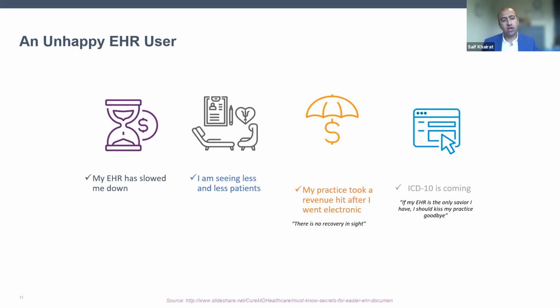What does this all mean? All these pain points and frustrations with the EHR. Well, it makes an unhappy EHR user. People complain that the EHR is slowing them down. They're not able to see as many patients as they used to. Their practice, if it's a small private practice, will experience a hit in revenue, and also the continuous upgrading and updating of coding standards, ICD 9, 10, 11, and others, is a continuous effort to stay on top of things for interoperability. So it's an ongoing, continuous effort.